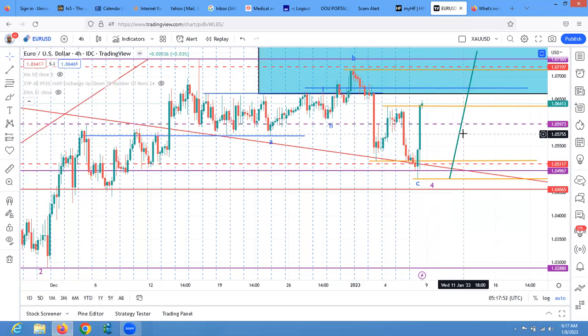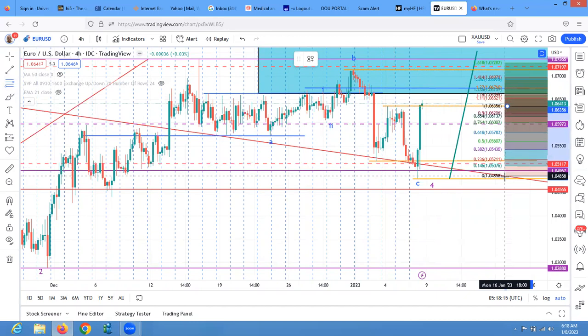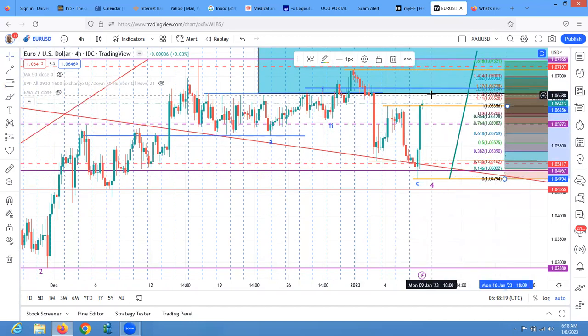But even if it's going to be an expanded flat to the upside, it shouldn't really break this top. Should it? It shouldn't break this top because we are looking at this wave. Which now means that if that is what we are looking at, an expanded flat to the upside, then this shouldn't be more than 123, which is where this is now.